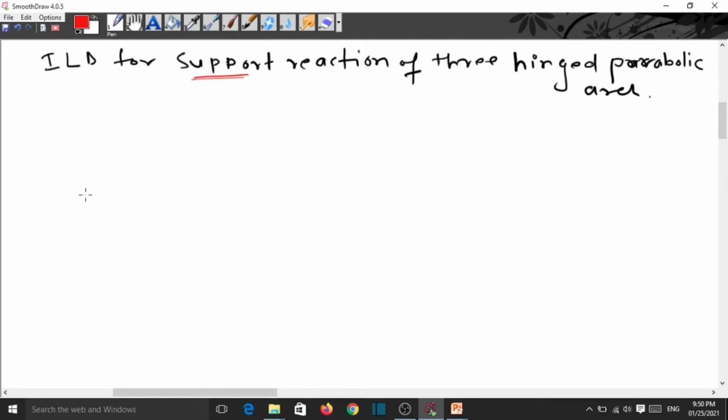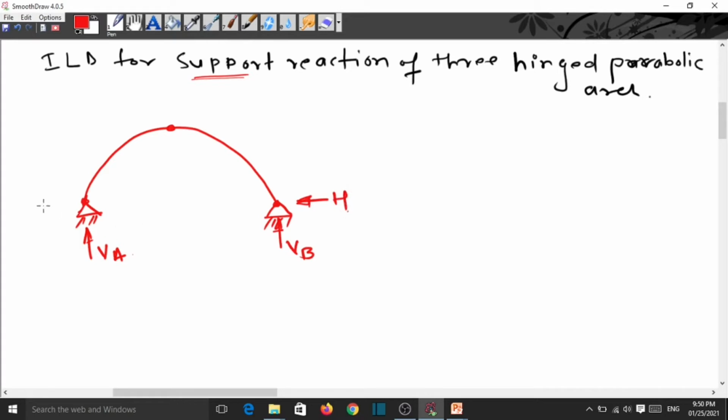Here, this is the parabolic arch having three hinges, means one hinge at the springing point, then another hinge at the other support of the springing point, and the third hinge at the center. So support reactions are here the VA, then here the VB, and here the horizontal reaction H. And this is having the span L, and this is also having the height, the rise, the central rise.